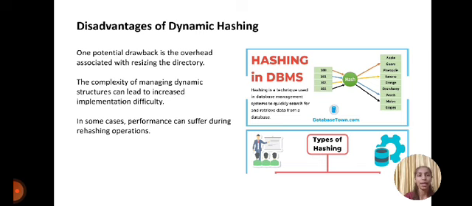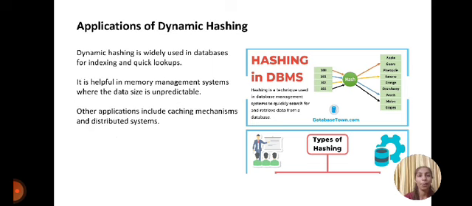Disadvantages of dynamic hashing. One potential drawback is the overhead associated with resizing the directory. The complexity of managing a dynamic structure can lead to increased implementation difficulty. In some cases, performance can suffer during a rehashing operation.